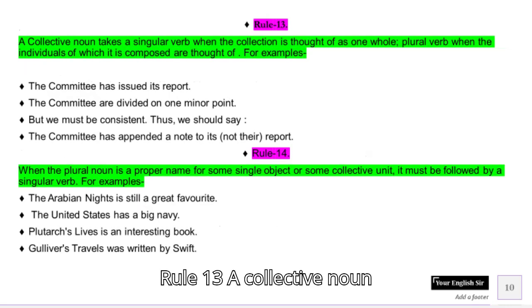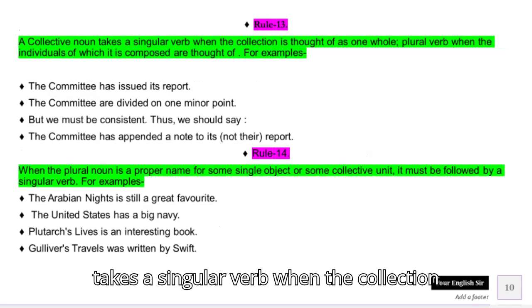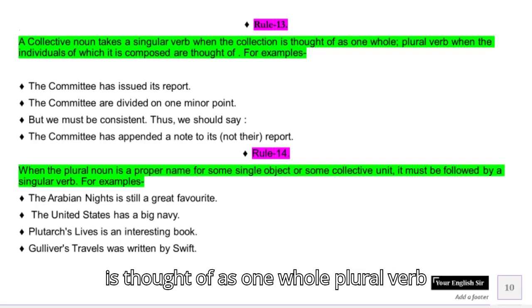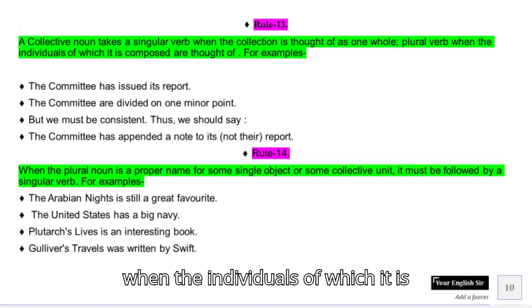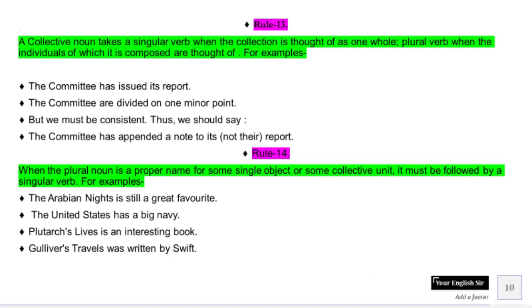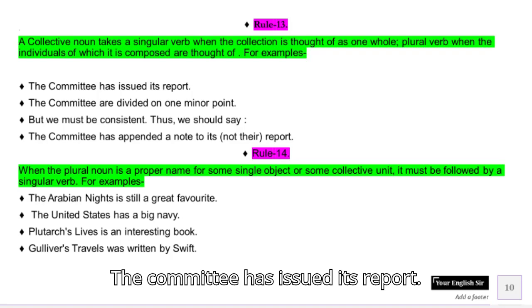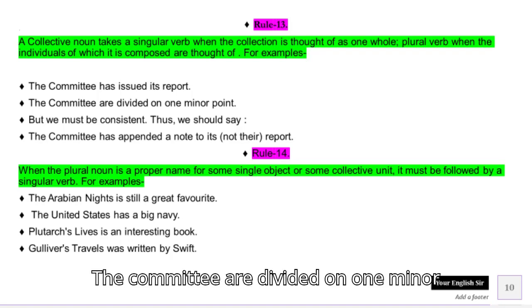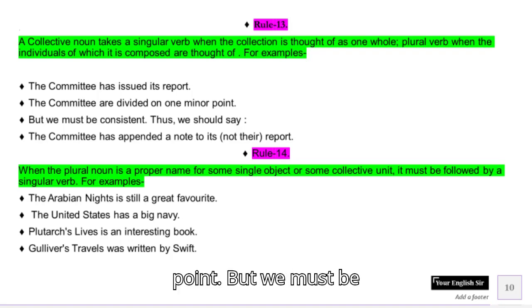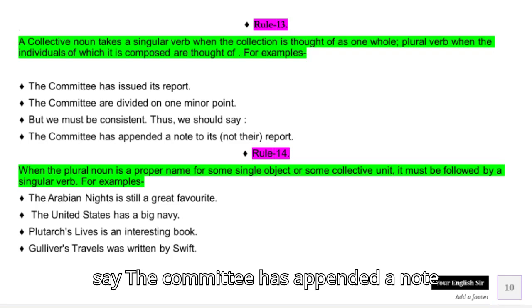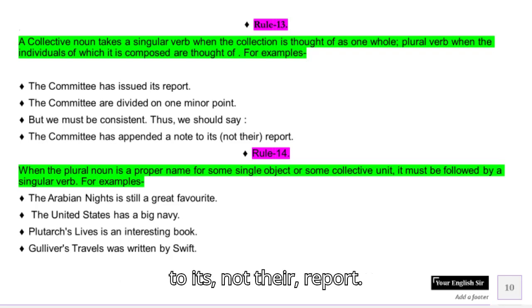Rule 13. A collective noun takes a singular verb when the collection is thought of as one whole, plural verb when the individuals of which it is composed are thought of. For examples. The committee has issued its report. The committee are divided on one minor point. But we must be consistent. Thus, we should say, the committee has appended a note to its, not their, report.